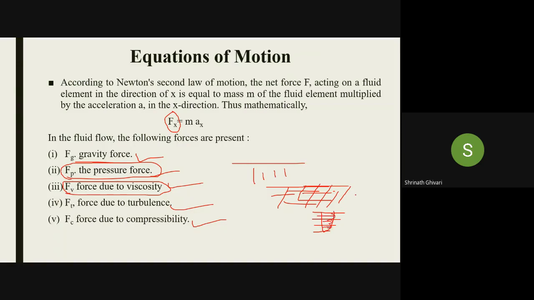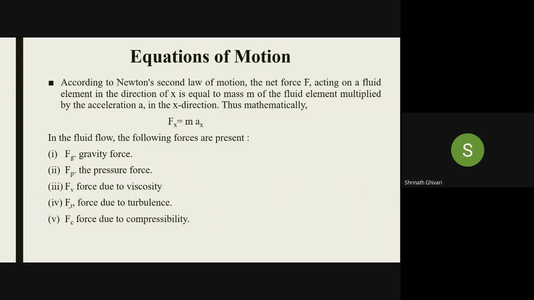For example, honey. Honey has more viscosity, so it flows very slowly compared to water. Water flows very fast, but it also has some viscosity. A lower viscosity fluid is air. Air has less viscosity. Understood? I have told you this in the first module, in viscosity.